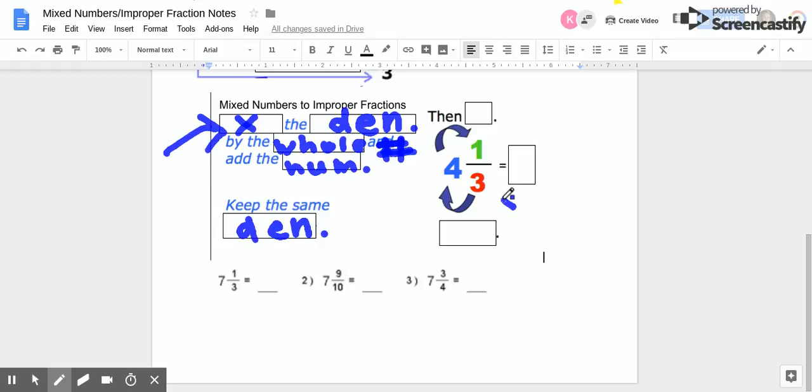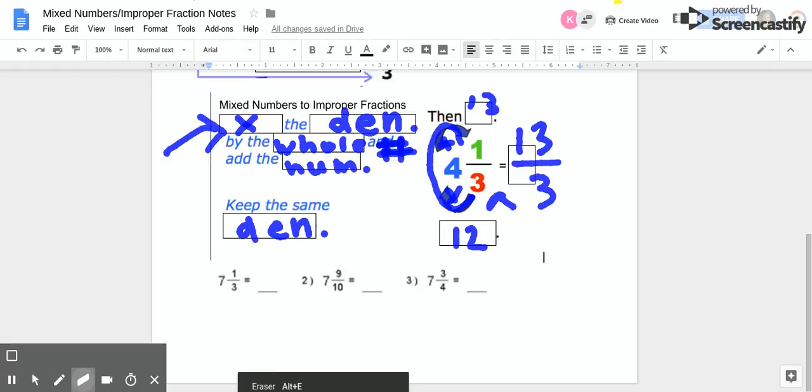You always start in the bottom. We're always going to start with the denominator. And then you kind of make like you go in like a C formation. So first step is to multiply. So 3 times 4 is 12. And then you add, so the 12 plus the 1 is 13. And then the denominator stays the same, so you get 13 thirds. All right, we're going to do more of that.